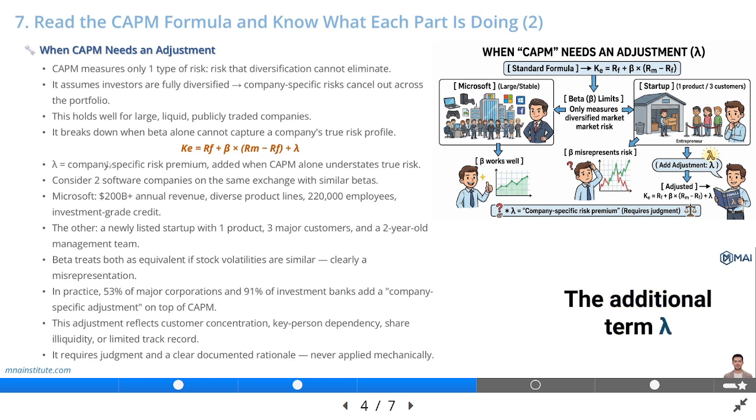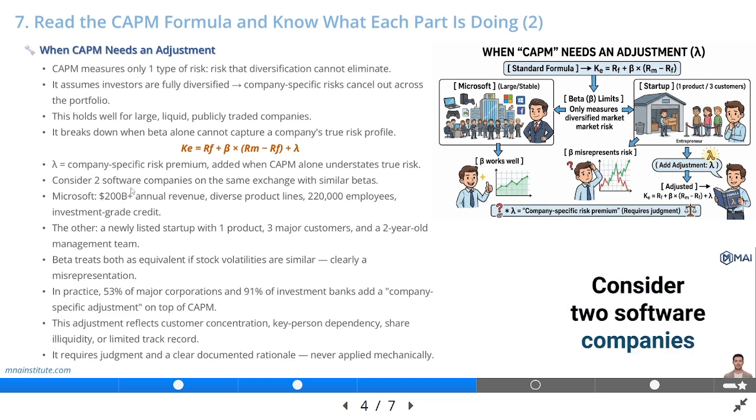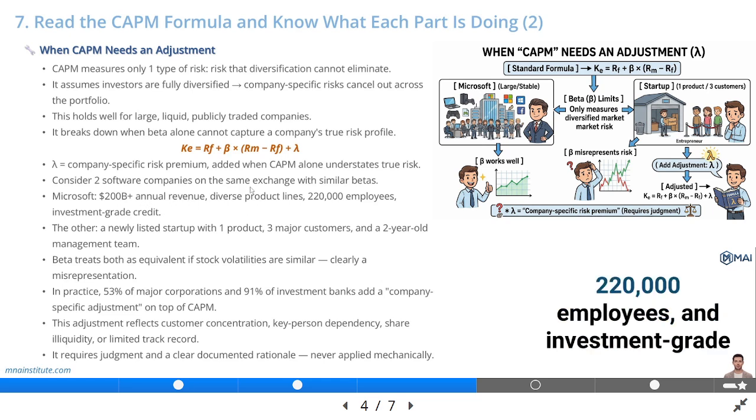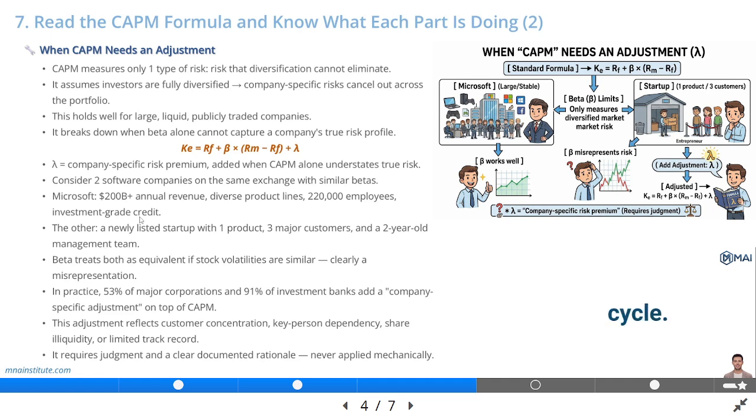The additional term lambda represents a company-specific risk premium, added when the analyst judges that CAPM alone understates the true risk. Consider 2 software companies listed on the same exchange with similar betas. One is Microsoft, over $200 billion in annual revenue, diverse product lines, 220,000 employees, and investment-grade credit across every market cycle. The other is a newly listed enterprise software startup with 1 flagship product, 3 major customers, and a management team 2 years into the role.